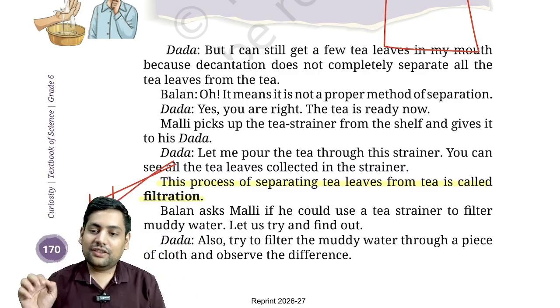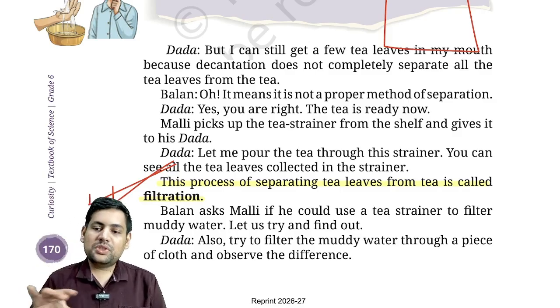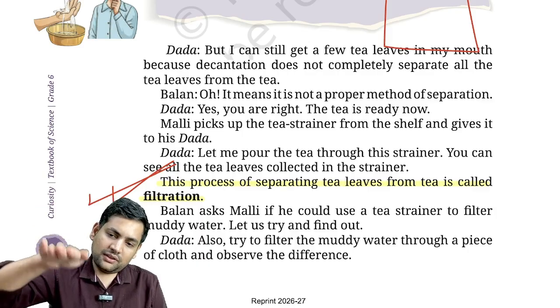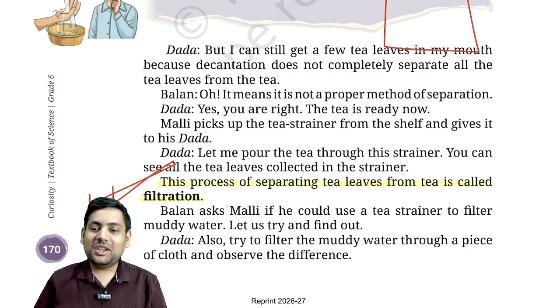Let's say you don't have a strainer. Now, how do you take out the tea? So it talks about that you just leave it for some time. The tea leaves, because they're heavier solid particles, will settle down. Then you can slowly take out the tea from the top. The tea can be taken out without a strainer also.